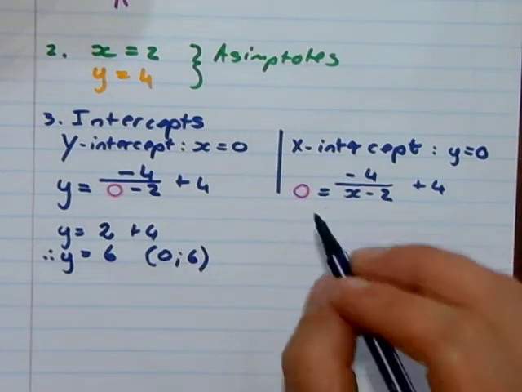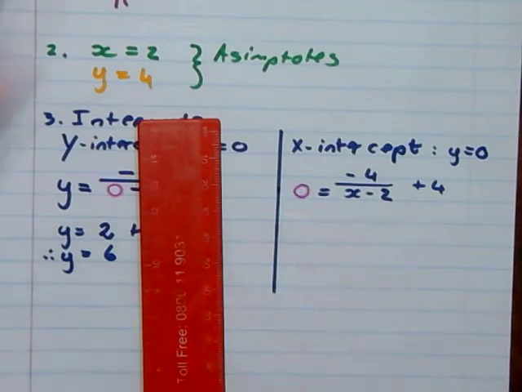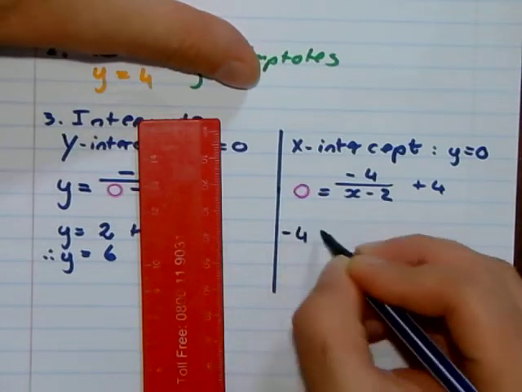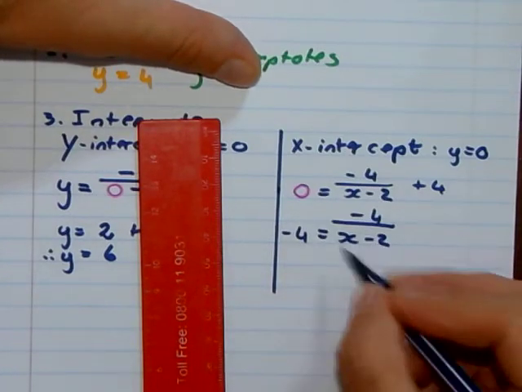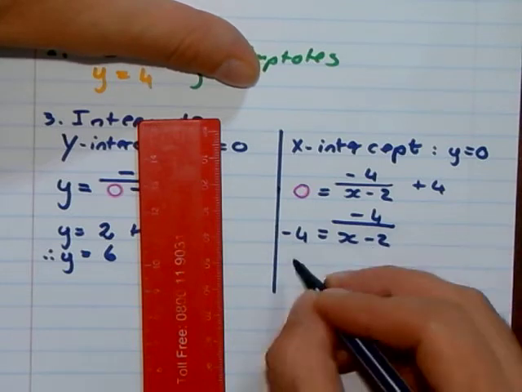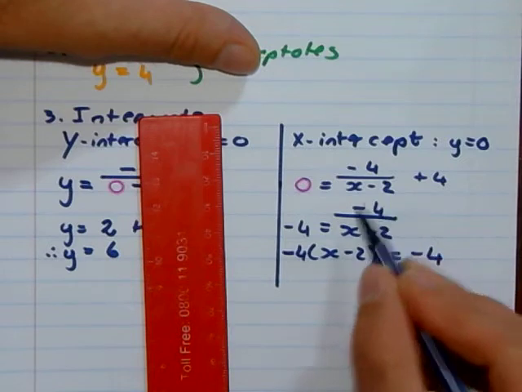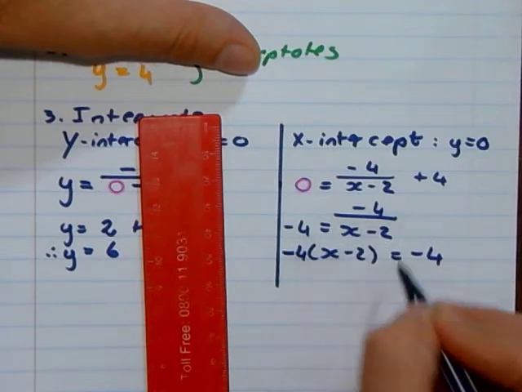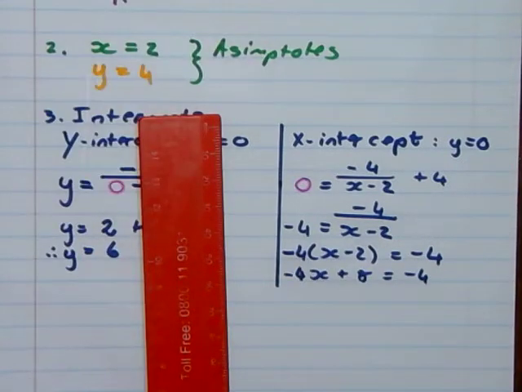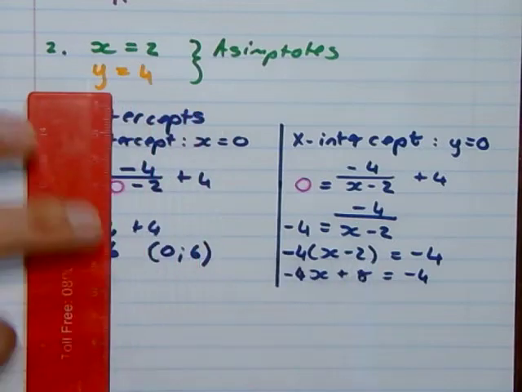Then the other side. Firstly I'm taking the 4 to the other side, so it becomes negative 4. Then I times both sides by x minus 2, that's my LCD. So this side I have negative 4 times x minus 2, and this side the negative 4 stays there. Then I times it in. So I have negative 4x, negative 4 times negative 2 is 8.